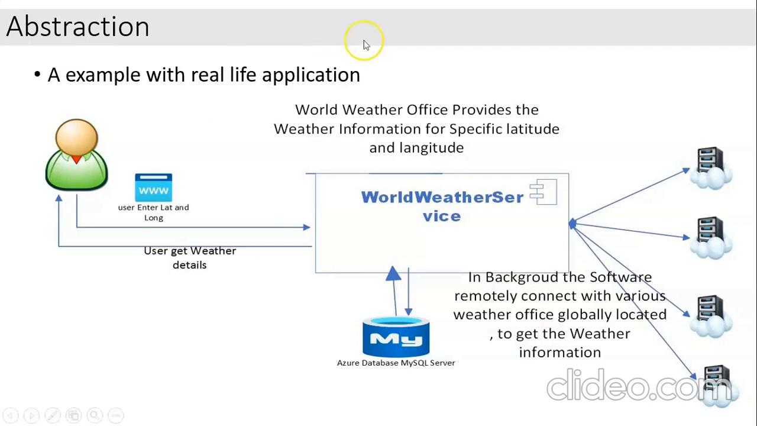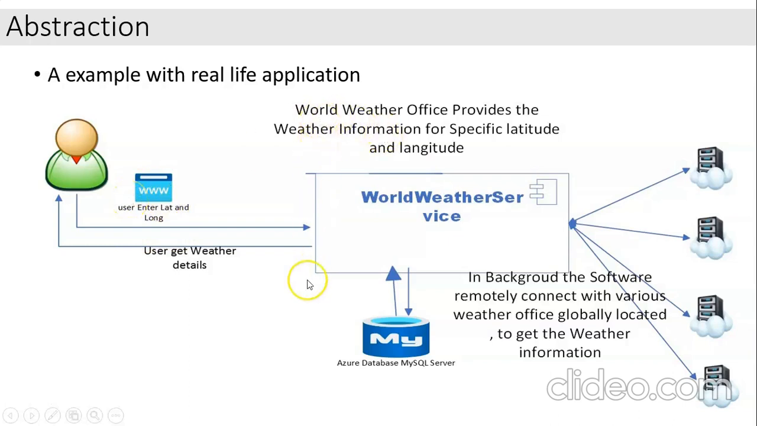Let's say we have built a weather service application which will provide the weather forecast data based on the latitude and longitude. So for a user to access our world weather service, they just need to know how to pass the latitude and longitude to our program. And they can call a web service or a method or pass it through the UI.